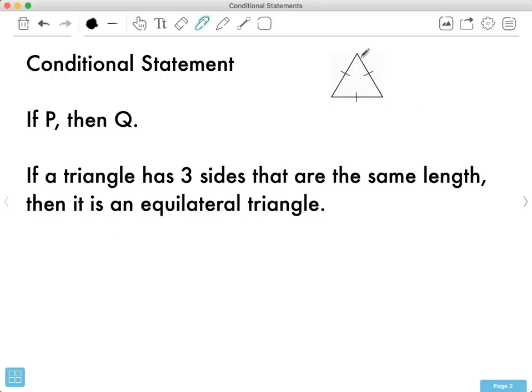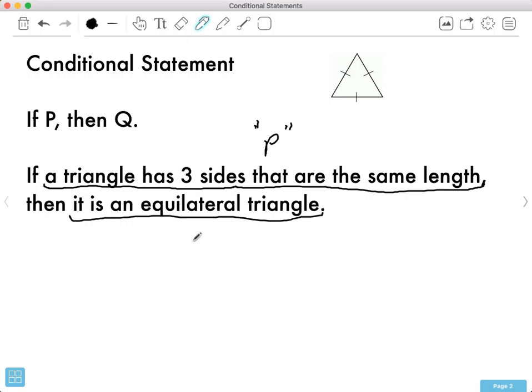If a triangle has three sides that are the same length, shown here, then it is an equilateral triangle. So that's true, although we're not going to deal with the truth of conditional statements in this video. We're just going to look at writing the converse, inverse, and contrapositive. So if a triangle has all sides the same length, that's your P, your hypothesis, then it is an equilateral triangle is the Q, or the conclusion.